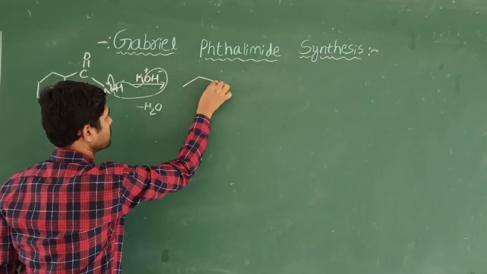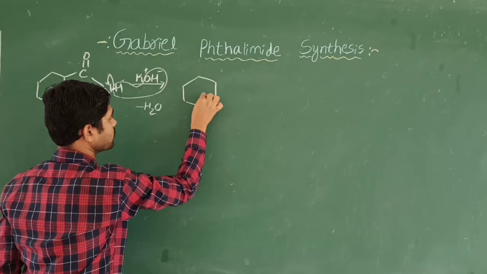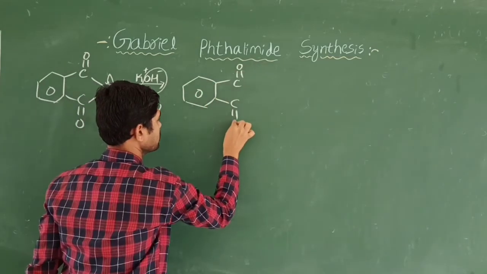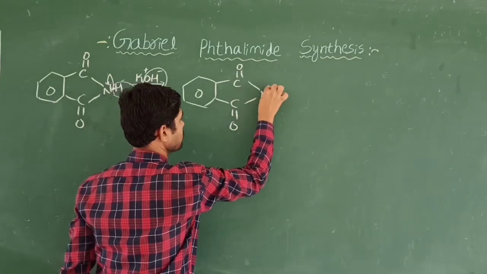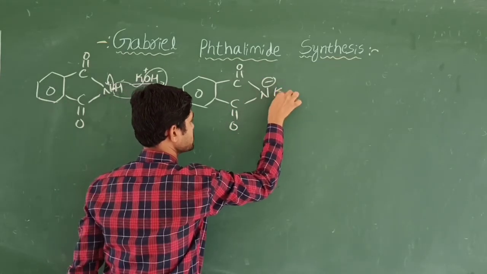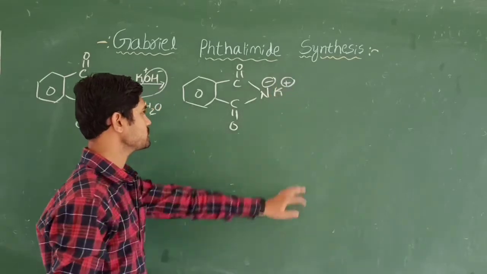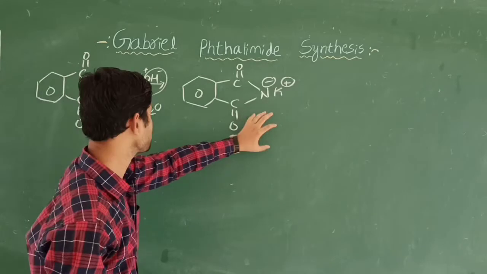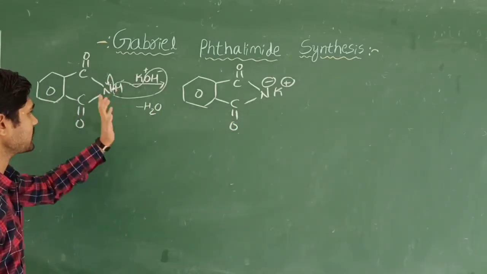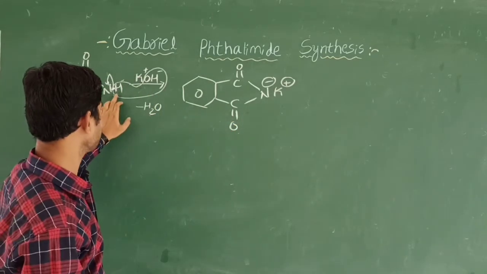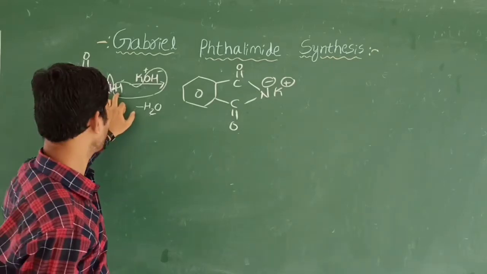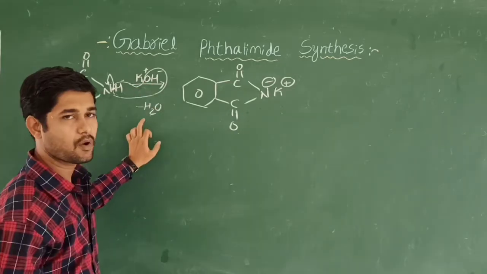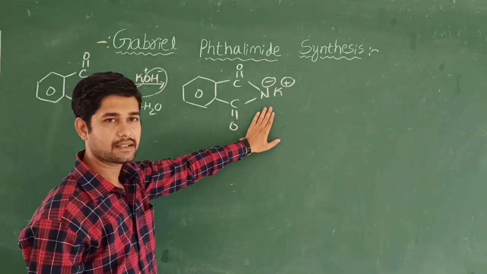So now I write the structure after the removal of the water molecule. Now it is called the potassium phthalimide salt. K plus with N minus is the salt formation, and here the hydrogen leaves as H plus, making an N minus, and H plus and OH minus combine to give the water molecule. Now this acts as a nucleophile.